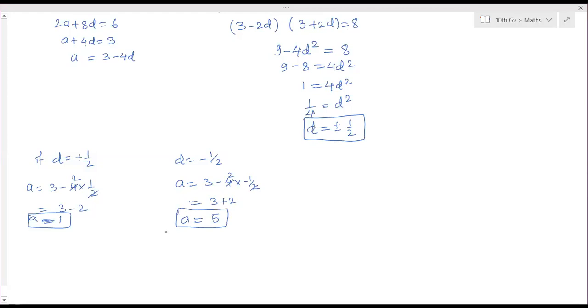Ma'am, I got the sums as 76 and 20. Is it right? I'm checking. I don't know the values.